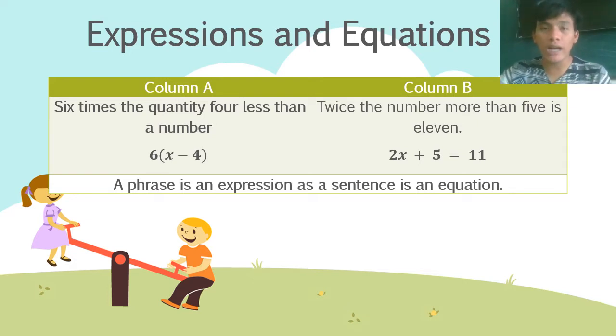As you can see in column A, the problem is 6 times the quantity 4 less than a number. When translated into mathematical form, that will be 6 times the quantity x minus 4. While column B, twice the number plus 5 is 11, will be 2x plus 5 is equal to 11.